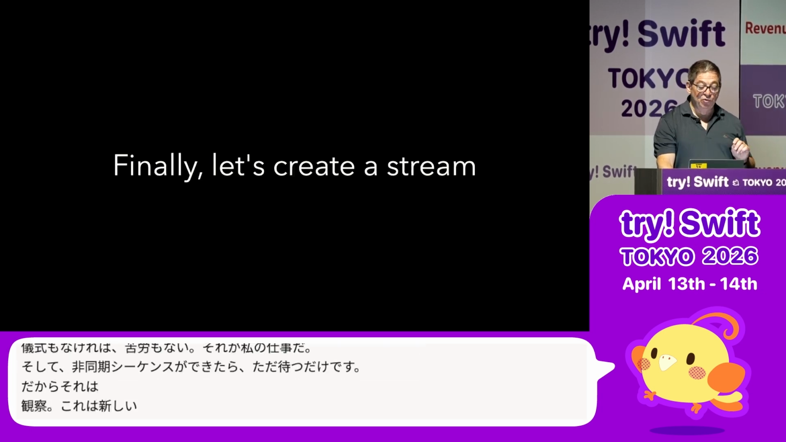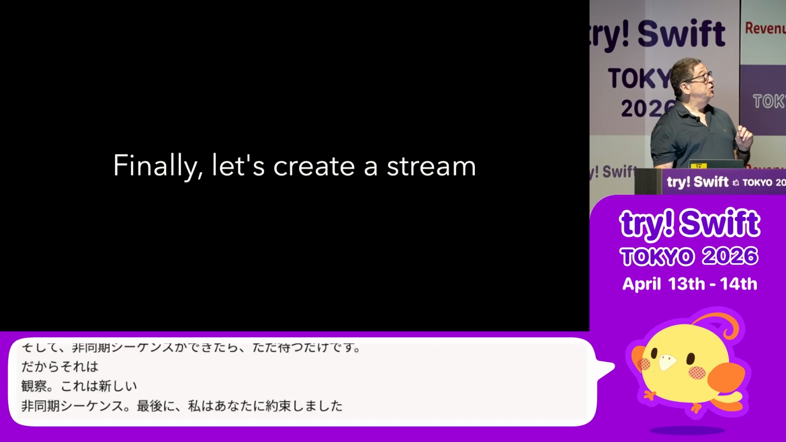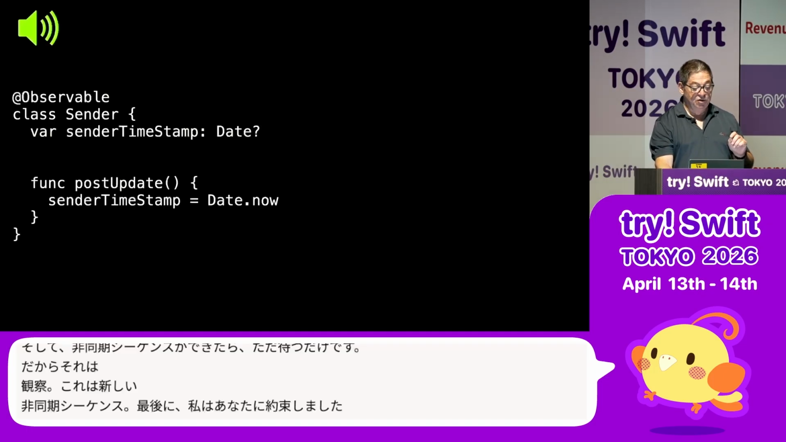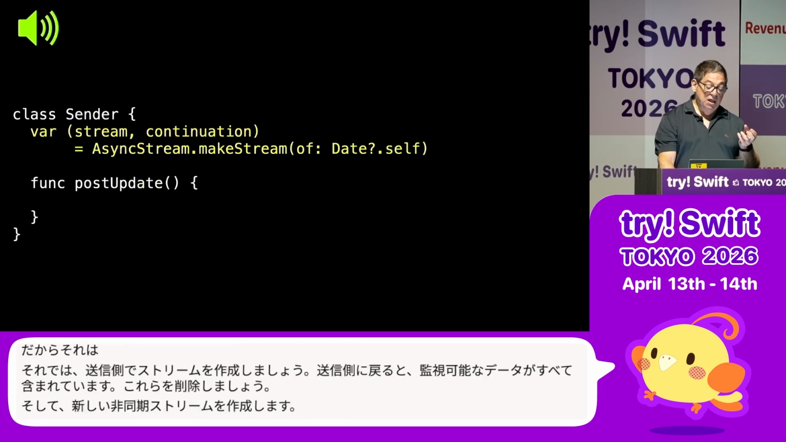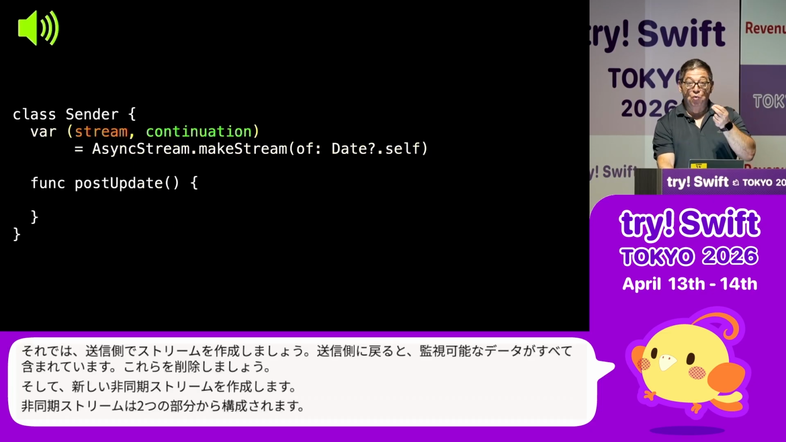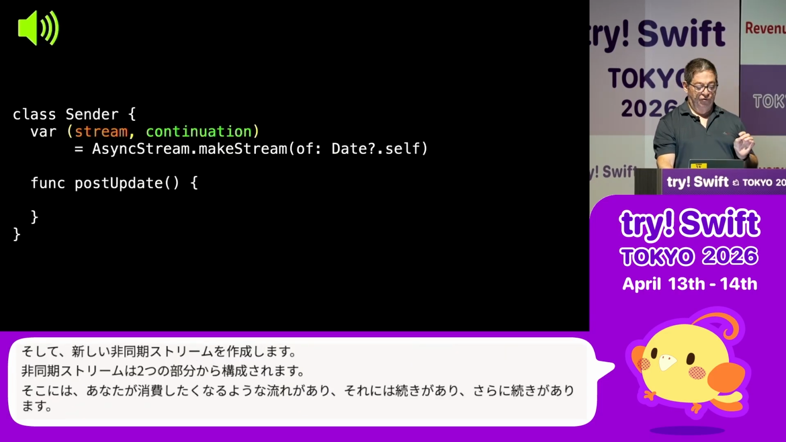Finally, I promised you we'd create a stream. And so let's create a stream in the sender. So I go back to the sender, and it's got all this observable stuff. Let's get rid of it. And I'm going to create a new async stream. An async stream has two pieces. It has the stream, which you're going to want to consume, and it has a continuation. And a continuation is how I put things into the stream.